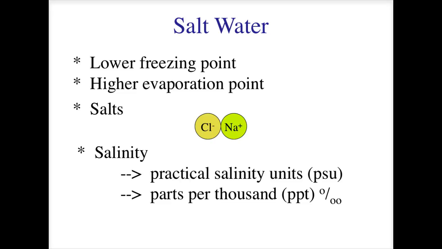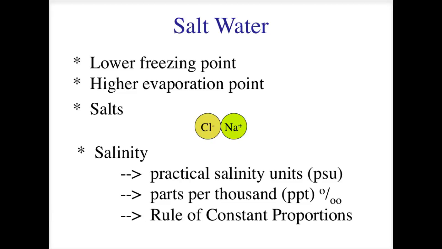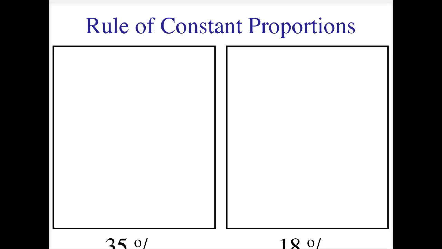Regardless of what the actual salinity is, the amount of one salt compared to another within the ocean stays the same. This is the rule of constant proportions. We can look at this visually. Let's say we have two equally sized samples of ocean water. The one on the left has a salinity of 35 parts per thousand. The one on the right has a salinity of 18 parts per thousand.